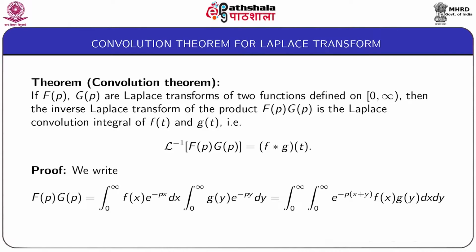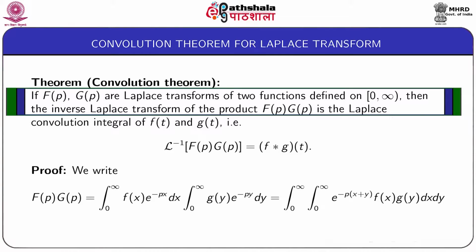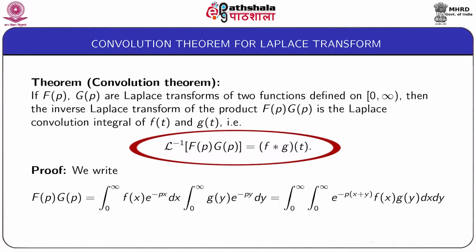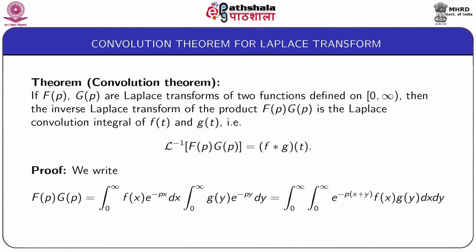Now we come to the convolution theorem. It states that if capital F(p) and capital G(p) are Laplace transforms of two functions defined in the interval 0 to infinity, then the inverse Laplace transform of the product F(p) into G(p) is the Laplace convolution of the functions small f(t) and small g(t). That is, Laplace inverse of capital F into capital G is equal to the convolution of small f and small g. This we have to prove.